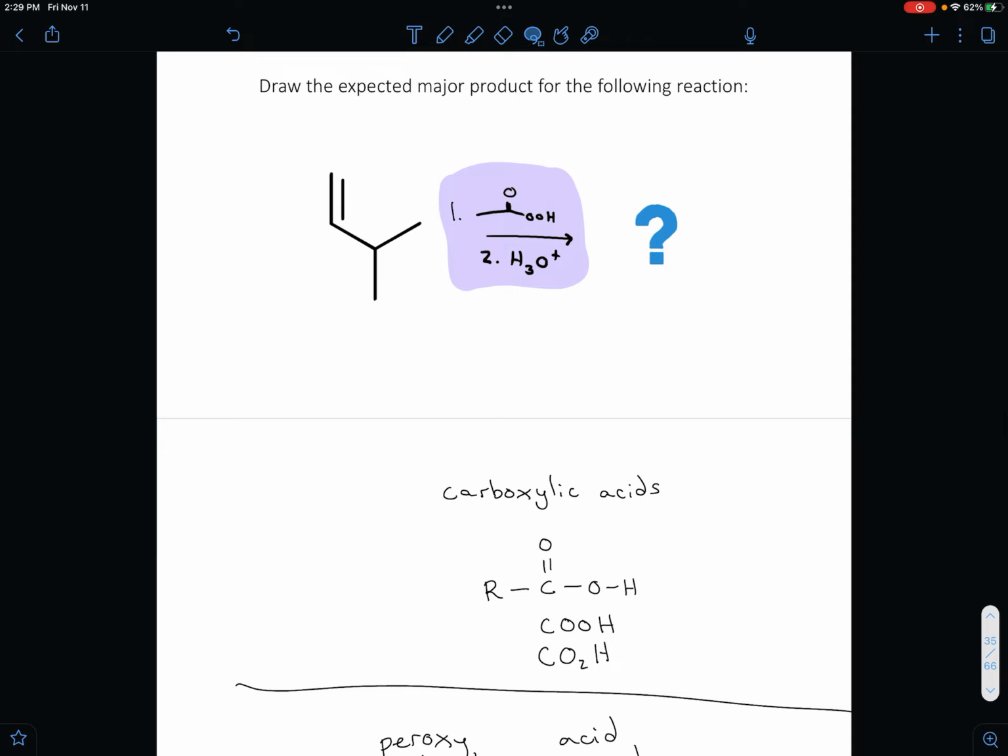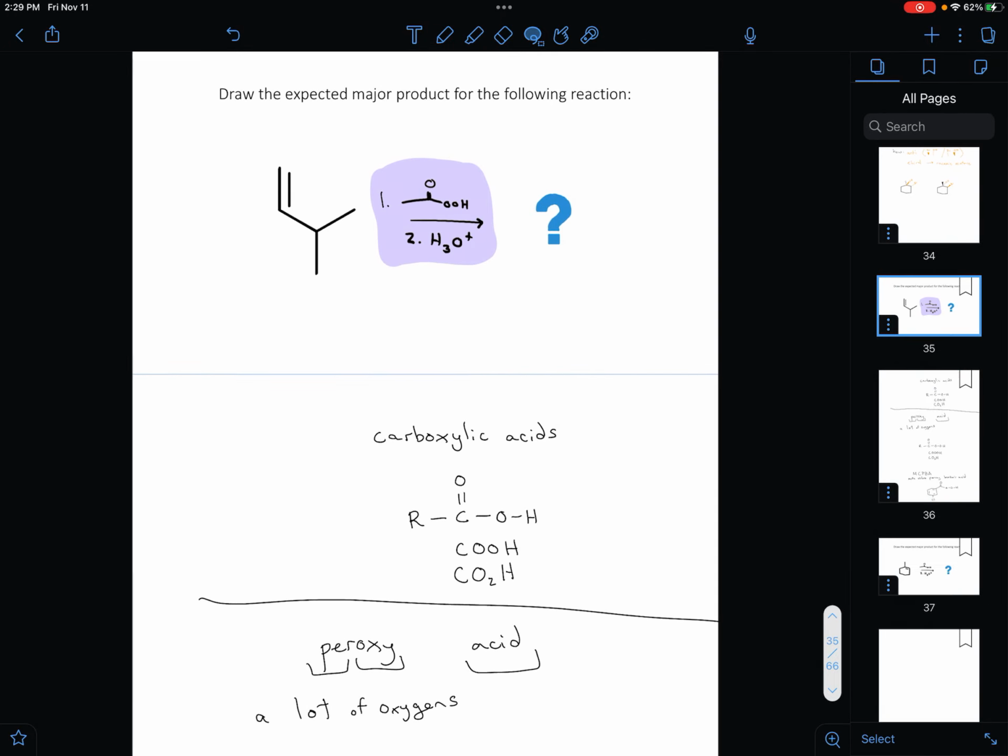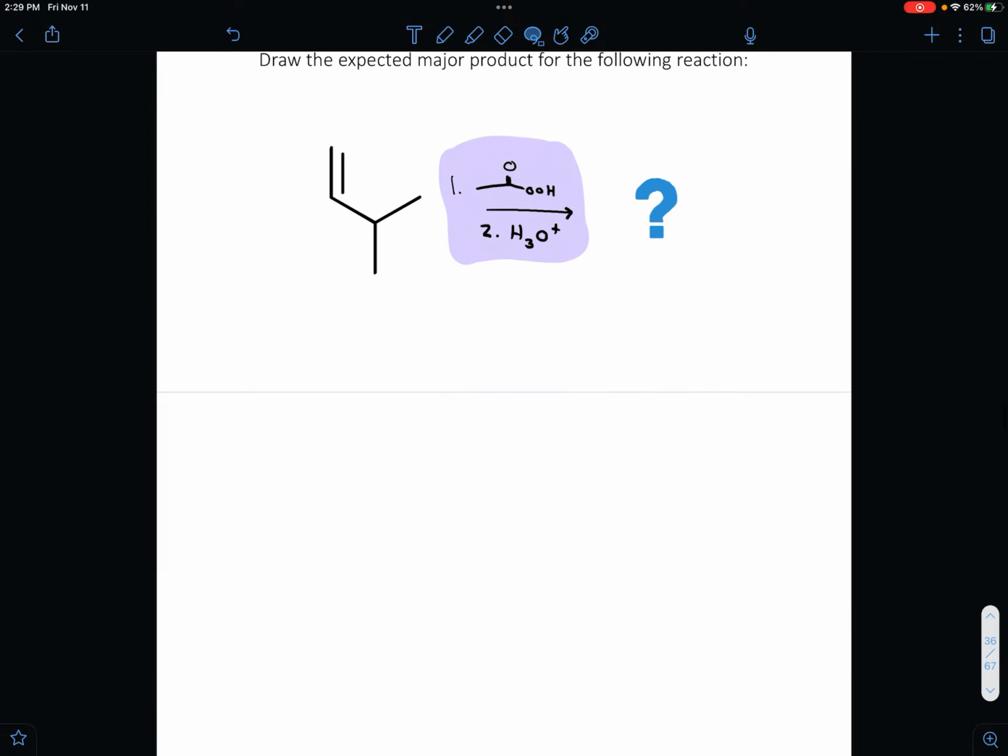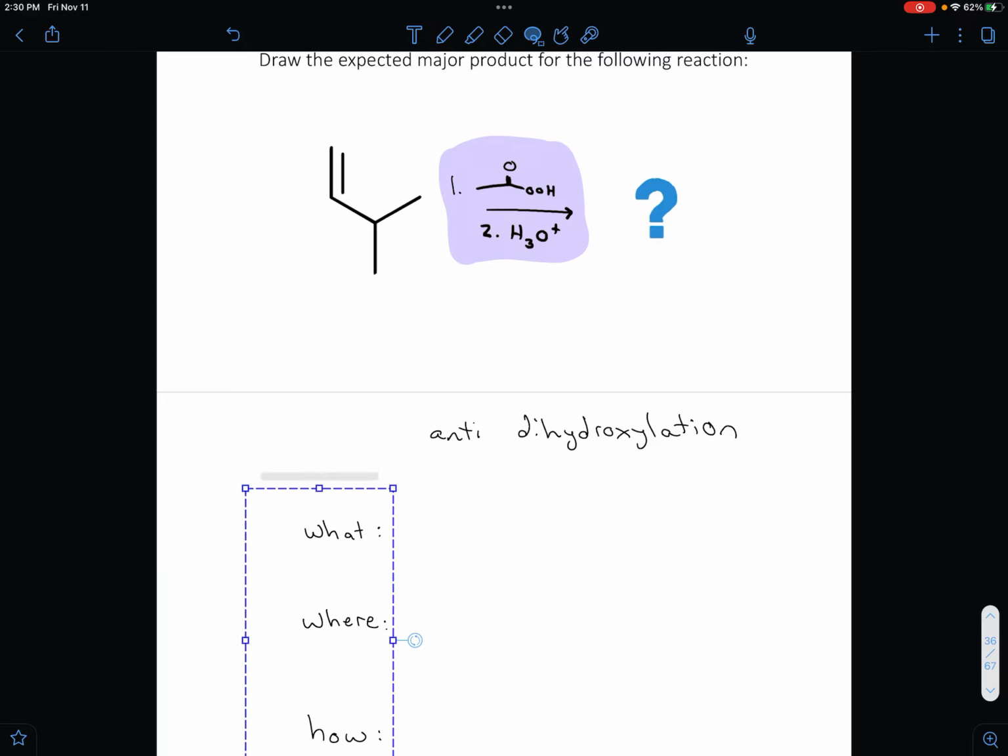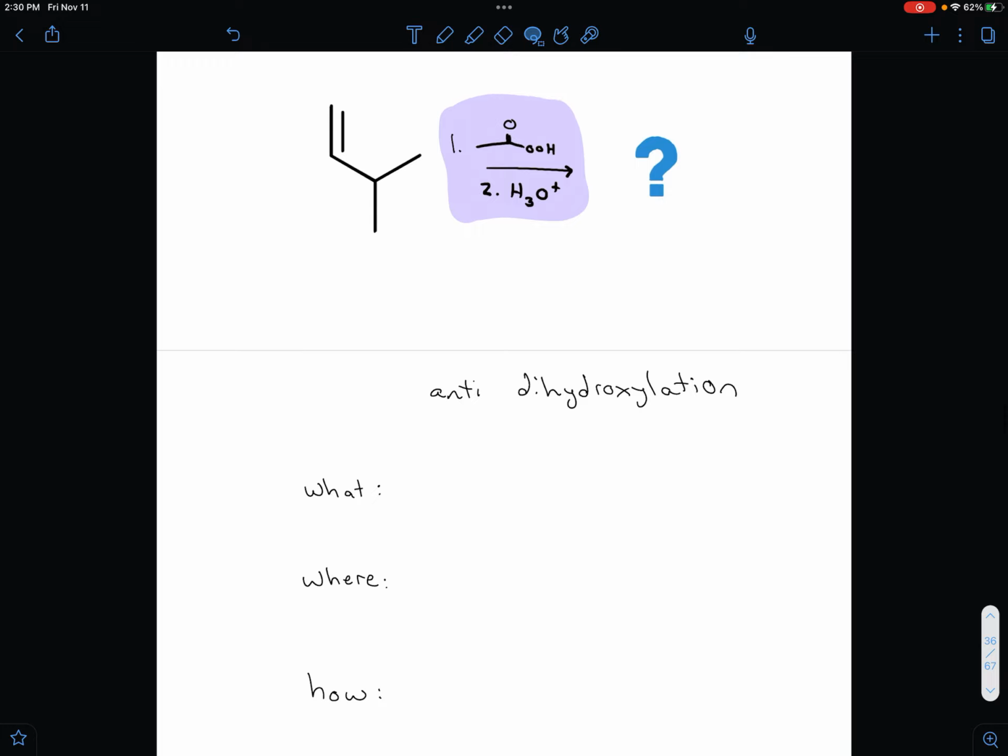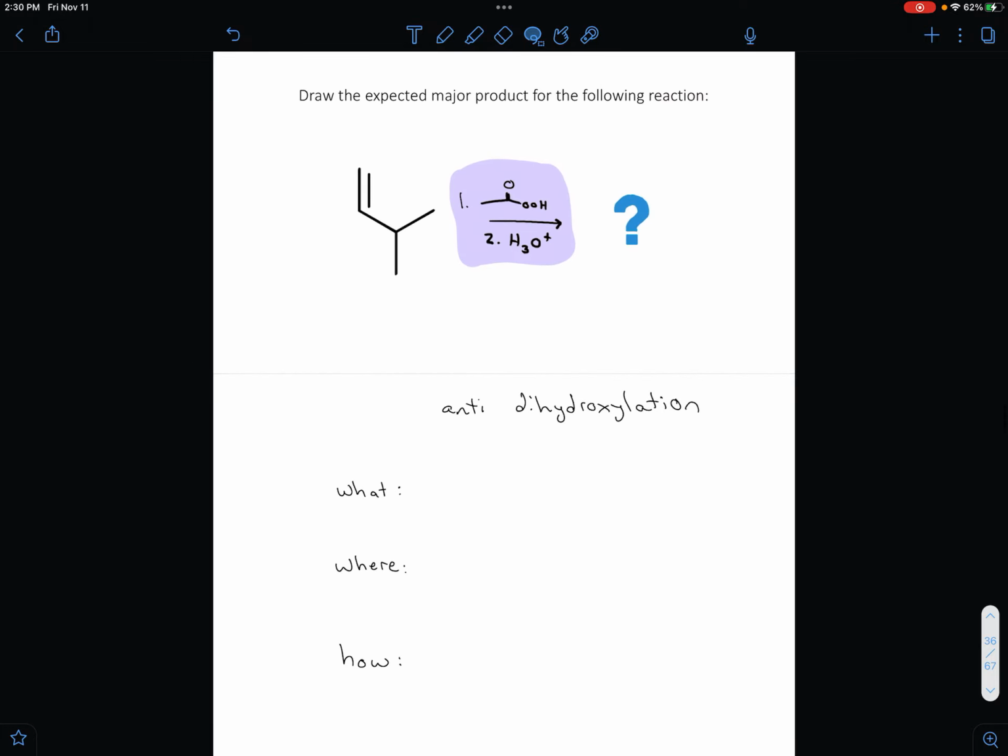And so what you want to do is you want to see those two elements and see that this is anti-dihydroxylation. And these long names are really descriptions that are being used as names. So when we think about what we're adding, where we're adding it, and how we're adding it, that name really tells us a lot of that information.